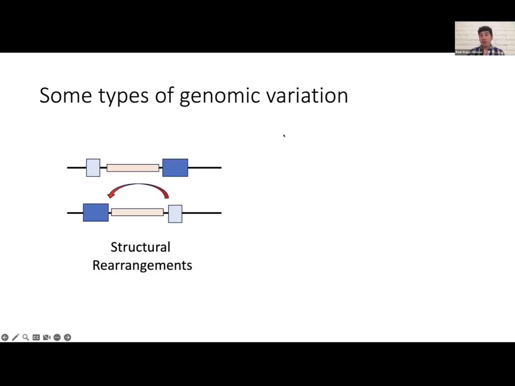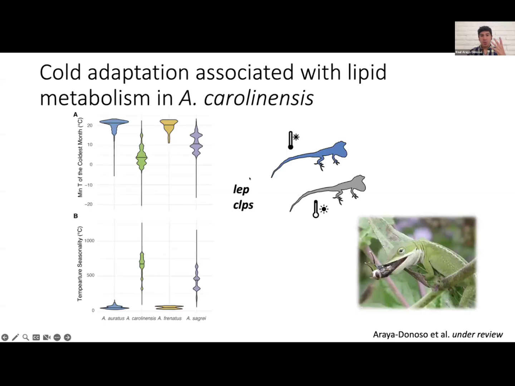What else? We also studied the punctual mutations, and we detected some very interesting things. For Anolis carolinensis, we detected mutations on genes associated with lipid metabolism. And again, carolinensis is a species that lives in very cold temperatures, and also with a higher temperature seasonality. So it is very cold in the winter, but not really cold in the summer. So besides being adapted to resist cold, it needs to be adapted to change its temperatures during the year.